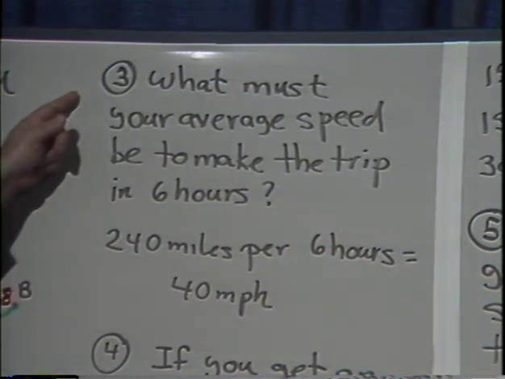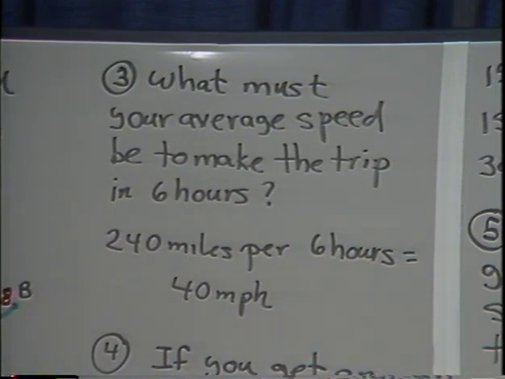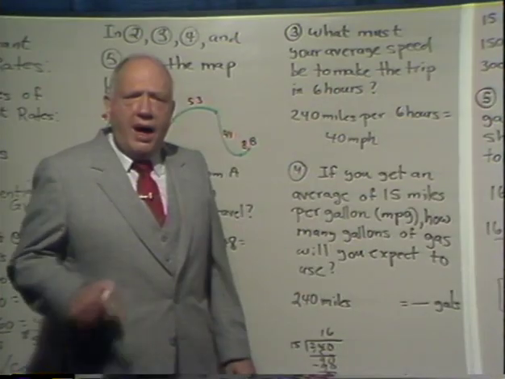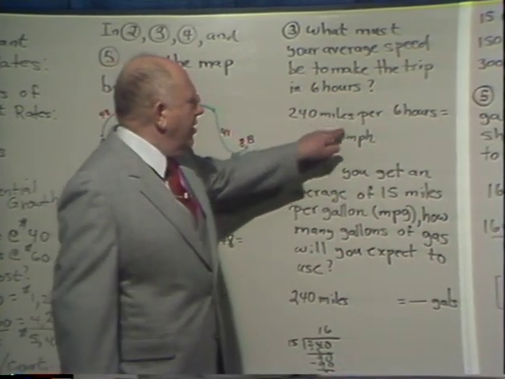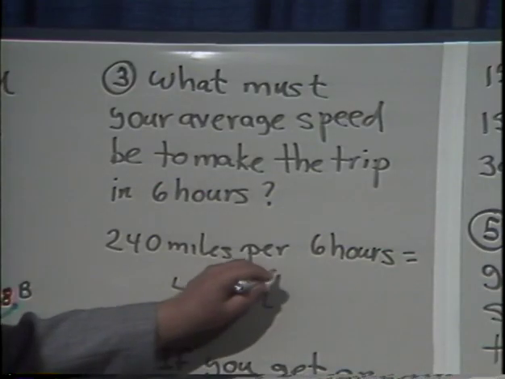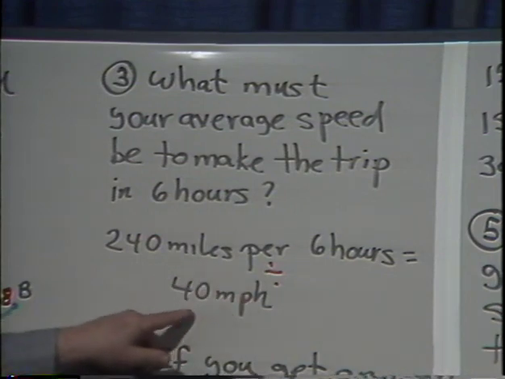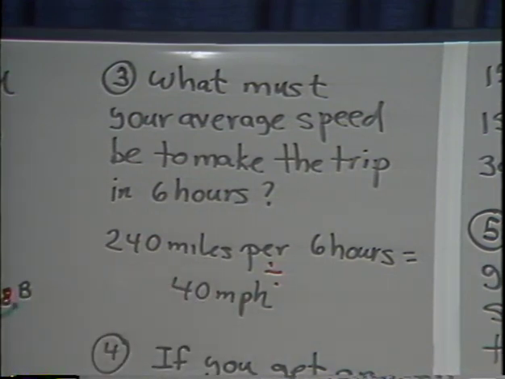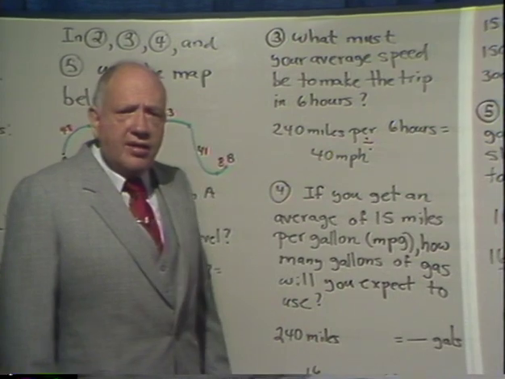See, and the question then becomes, what must my average speed be in order for me to make this trip in 6 hours? See, speed is what? Miles per hour. Miles divided by hours. So I take the 240 miles per 6 hours. Remember, per means divided by. So I'm going to divide by 6 hours. 240 divided by 6 is 40, and the label would be miles per hour. And what that says is, if I want to make that trip in no more than 6 hours, I'm going to have to average 40 miles per hour. Now, if I average more than 40 miles per hour, I'll make the trip in less than 6 hours.